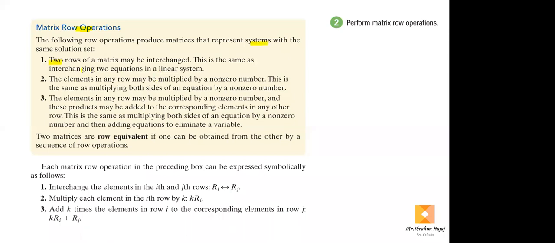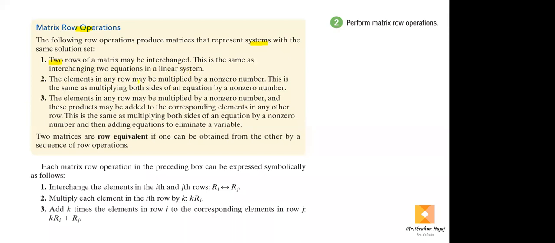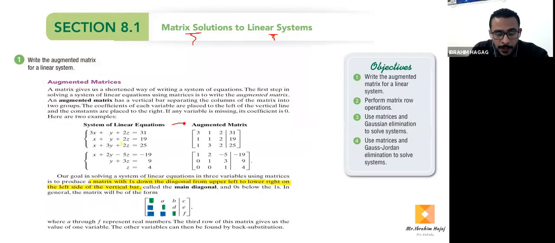This is the same as interchanging two equations in a linear system. Second, the elements in any row may be multiplied by a non-zero number. This is the same as multiplying both sides of an equation by a non-zero number. And we can replace the first equation by the second.